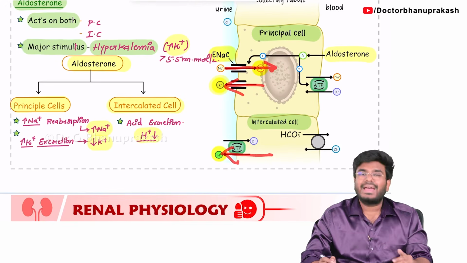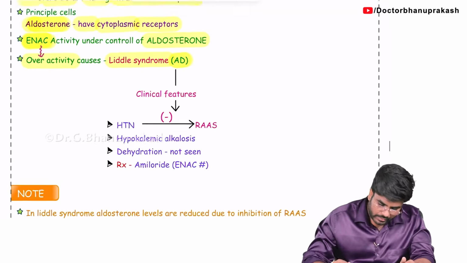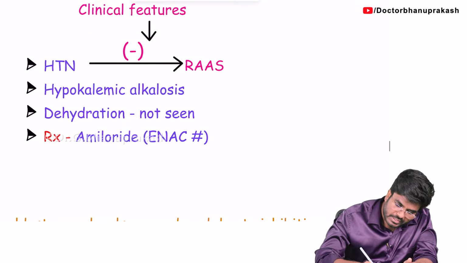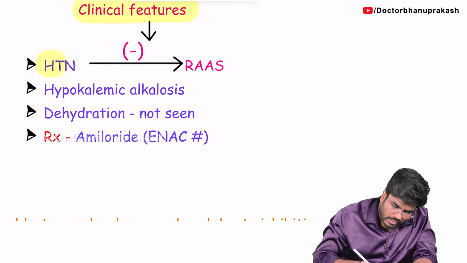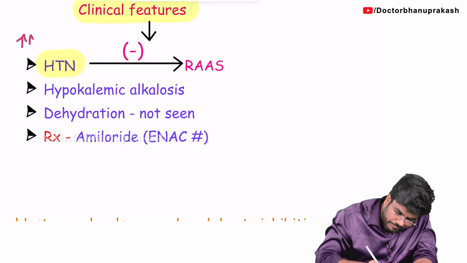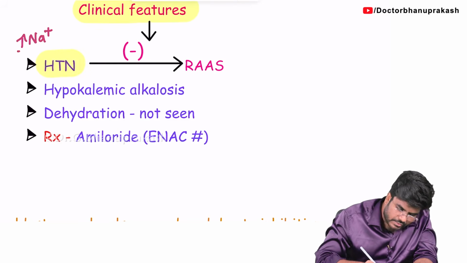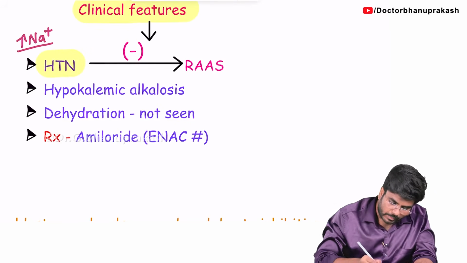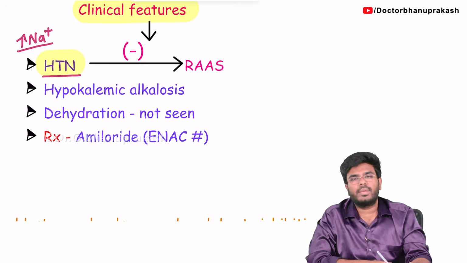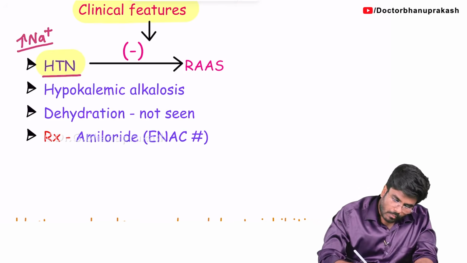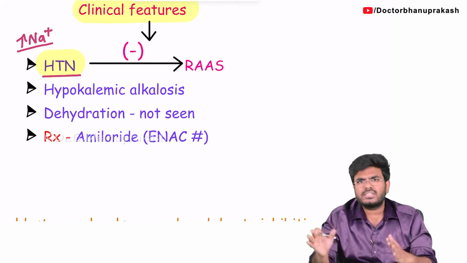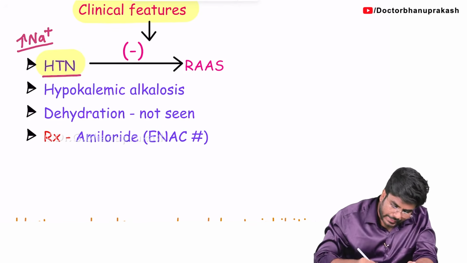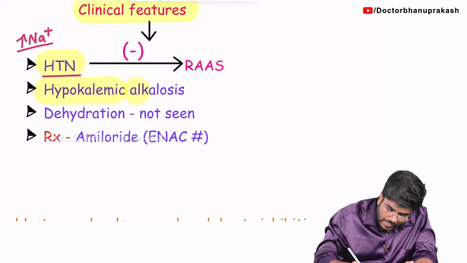More sodium reabsorption. So now tell me, what are the clinical features that are going to be seen? Because of the excessive sodium reabsorption, what will happen to the BP? There will be hypertension because sodium increases the BP. Next, what happens to the potassium levels and acid levels? Potassium excreted, acid excreted, leading to hypokalemic alkalosis.